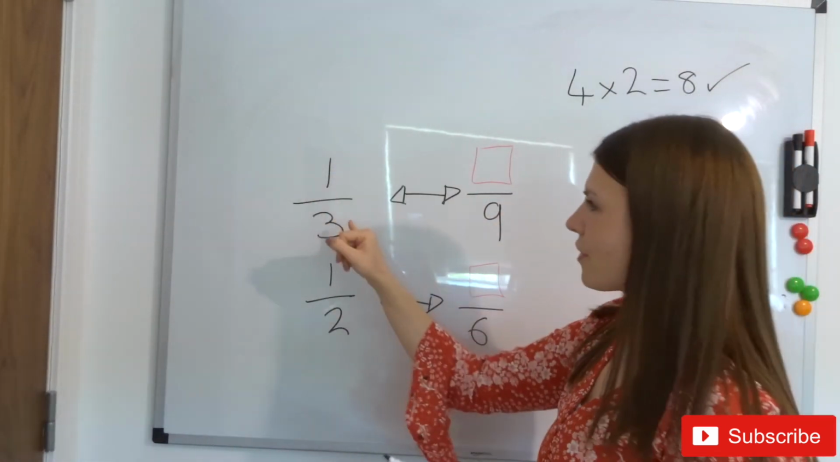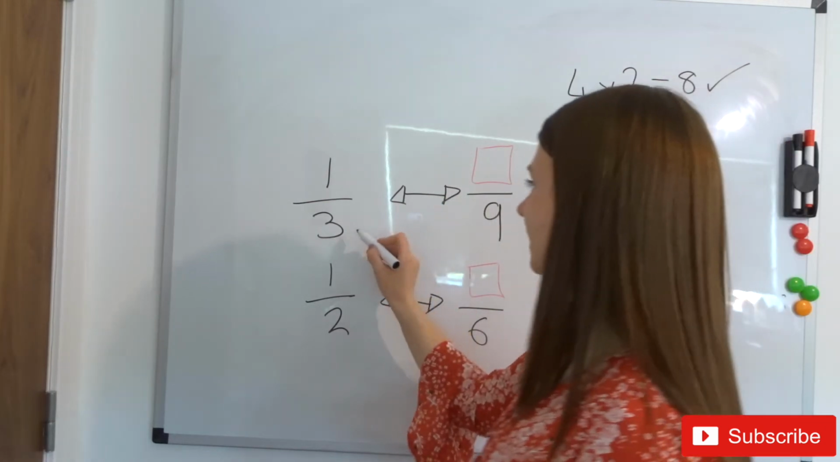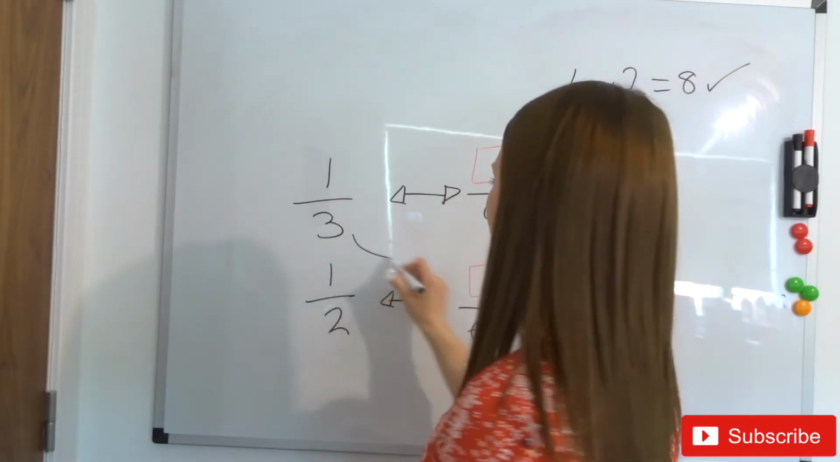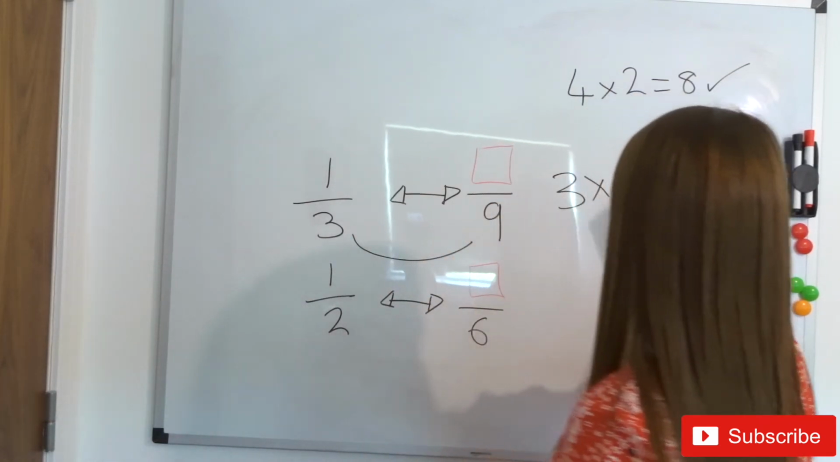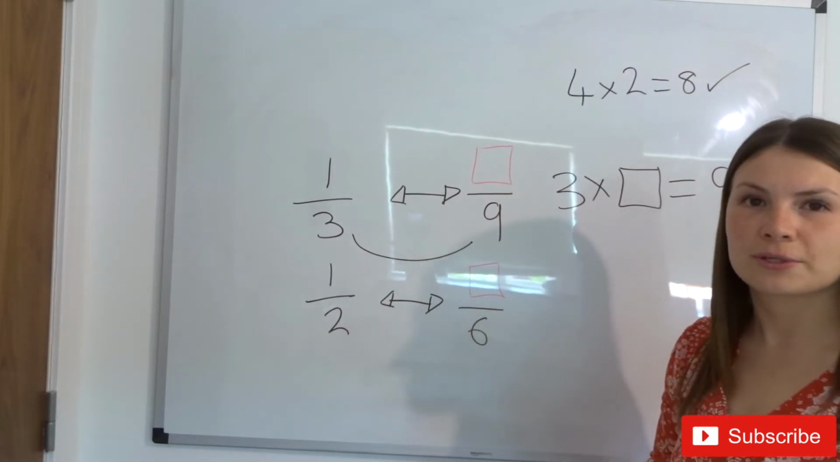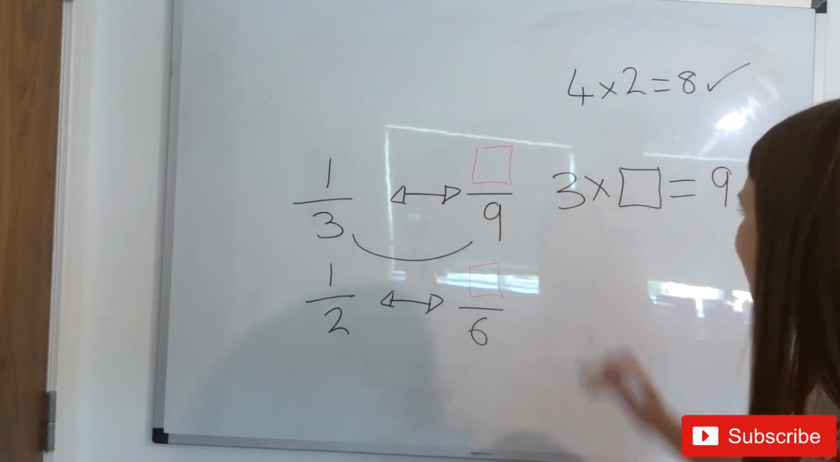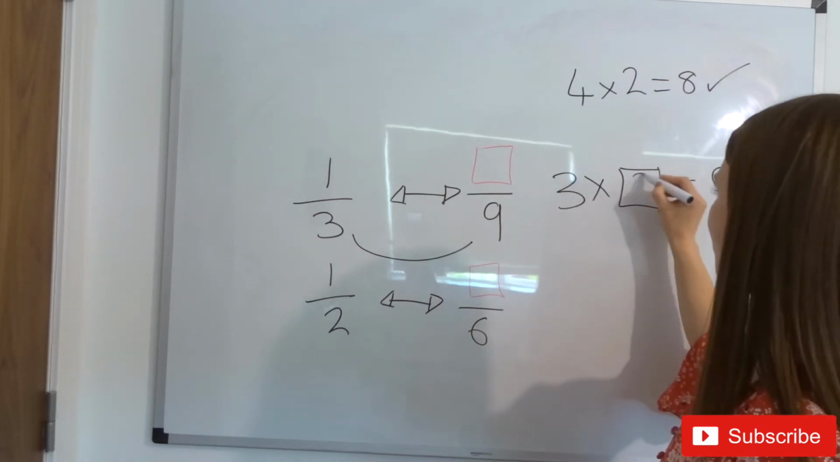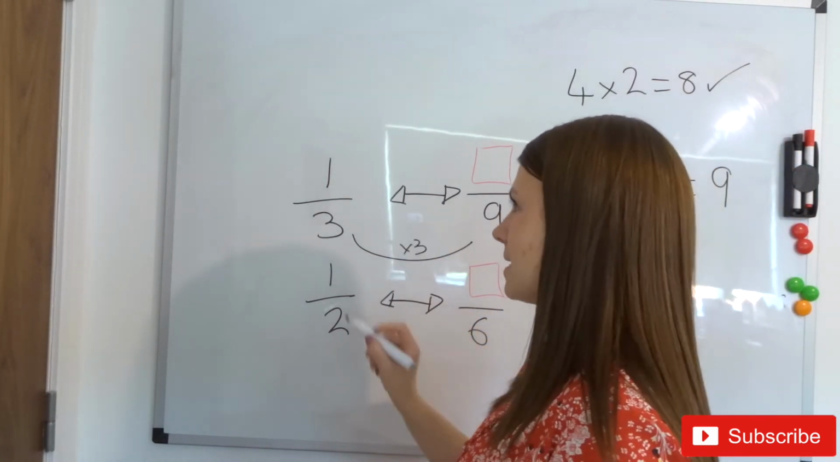So we've got 1/3 and we've got something 9ths. Okay, so what do we need to times the bottom by to get 9? So what do we need to times 3 by? So 3 times something equals 9. Who's good at their 3 times tables? I'm sure you all are who are watching this. 3 times 3 is 9, so we're timesing by 3.